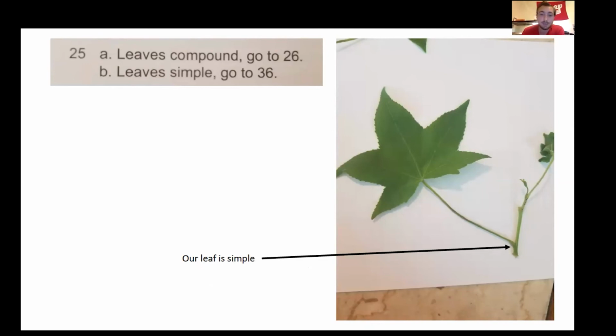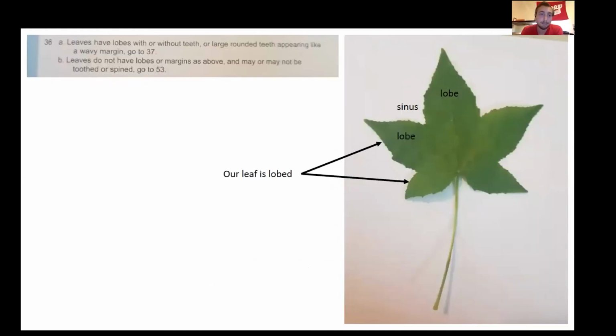So our leaf is simple, and we're going to go to 36, where it asks if our leaves are lobed, with or without teeth, or have large rounded teeth appearing like a wavy margin, or if the leaves are not lobed and may or may not be toothed or spined. So it's just, is it lobed or not? And we definitely have lobes. Remember, a lobe is that extension of a leaf, with the depression being the sinuses. So our leaf is lobed, which means we'll just go right below 36 to 37.